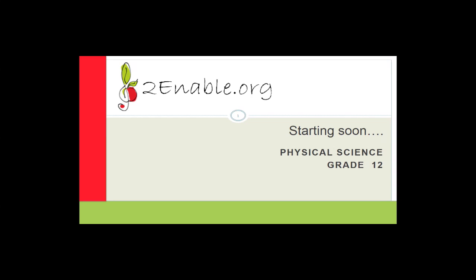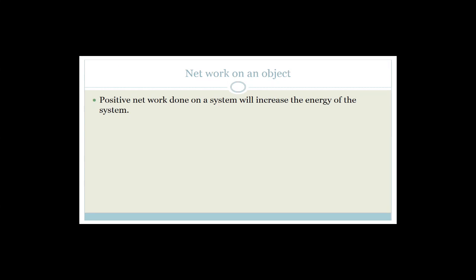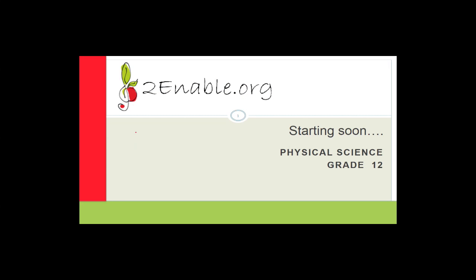In this lesson, we're going to be talking about work, energy, and power. We'd already spoken a bit about work, and we spoke about the fact that work was equal to F net delta X cos theta. That's what we did yesterday: F delta X cos theta equals the work done.